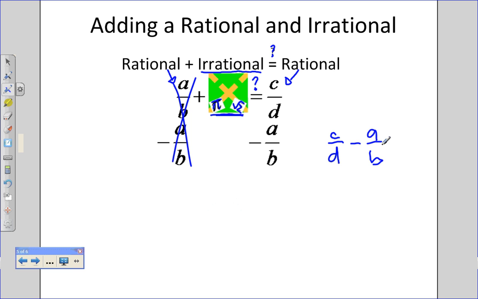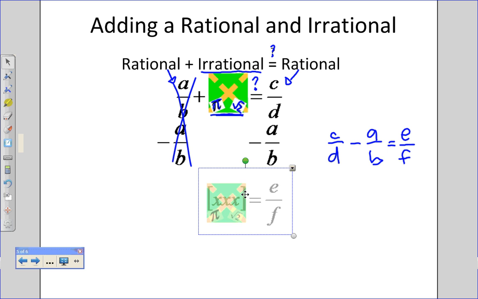And we can't do this math because we don't know what any of these letters stand for. But we do know from before that whenever we subtract two fractions, you're going to get another fraction. So we can pick some new letters to symbolize that. Let's say e over f. We just know it's going to be some fraction that we don't know what the numbers are. So once we do this math, we're left with this irrational number equals e over f.